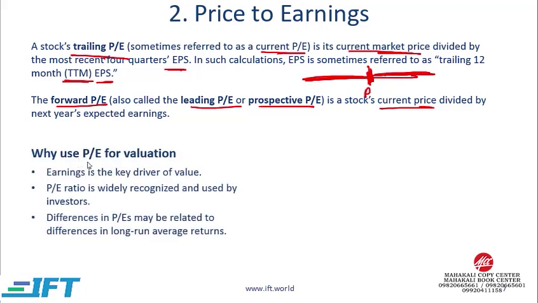Why use price earnings for valuation? In other words, why do you say that, look, this company should have a PE of 10, its earnings are 5, so the value should be 50? Why do we do that? A big reason is that earnings is a key driver of value. When you say this company is valuable or this company is not valuable, one of the most important things you look at is the earnings that are being generated by that company. Clearly, a company that is generating higher earnings should be more valuable than a company that is not generating high earnings.